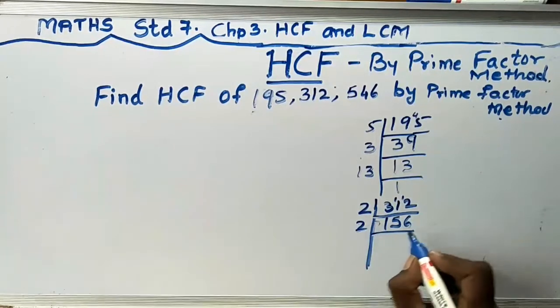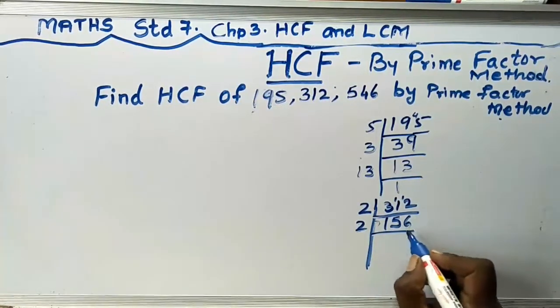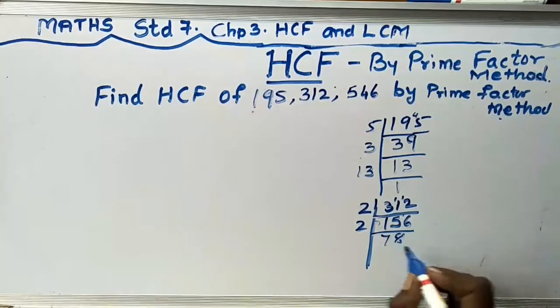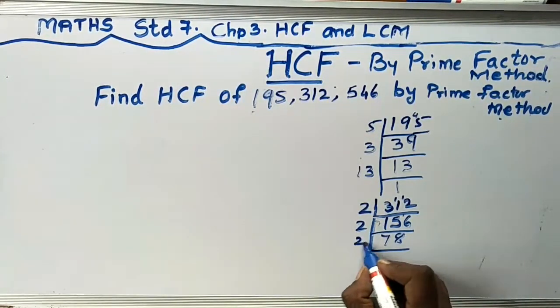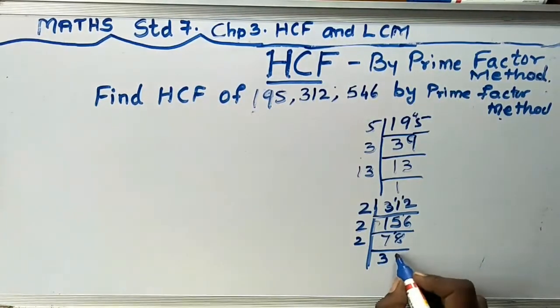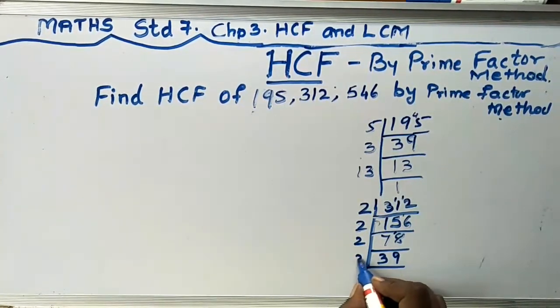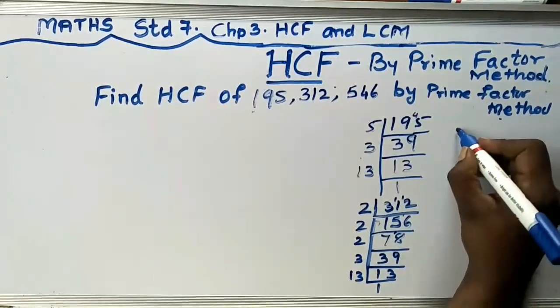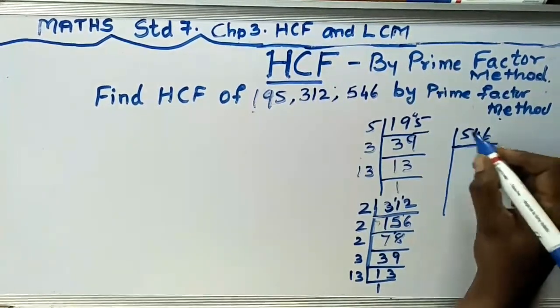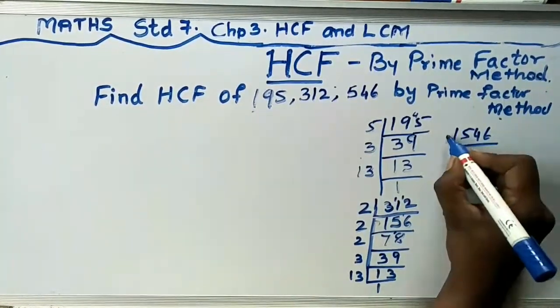Then again I took 2 because 6 is in the unit place. 7 2s are 14. 1 carry 16. 8 2s are 16. Then again I took 2. 3 2s are 6. 1 carry 18. 18 goes in 2 table 9 times. Again I took 3. 3 ones are 3. 3 3s are 9. Then 13, 1 time. Next I'll take this number 546, again 2.